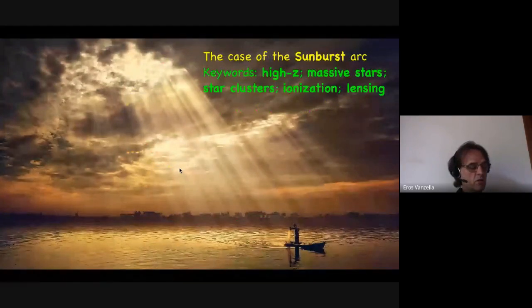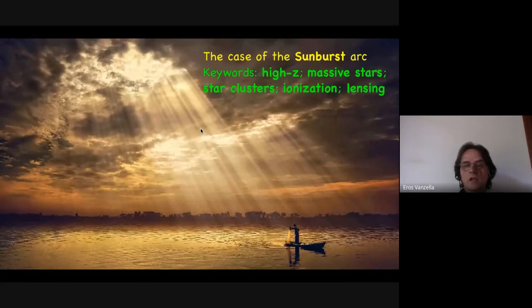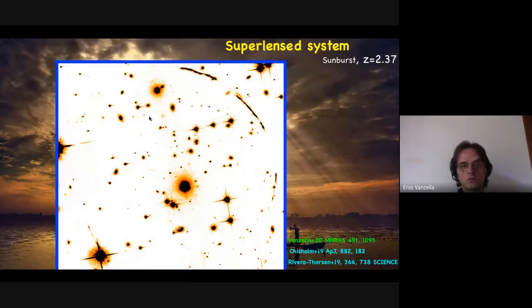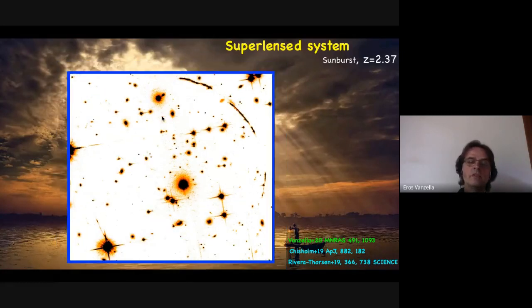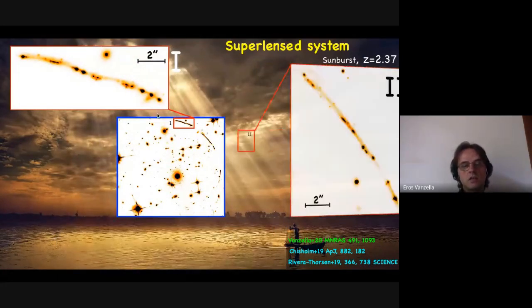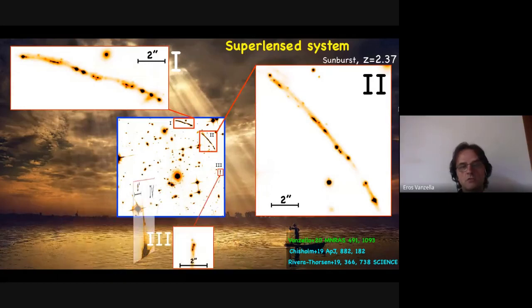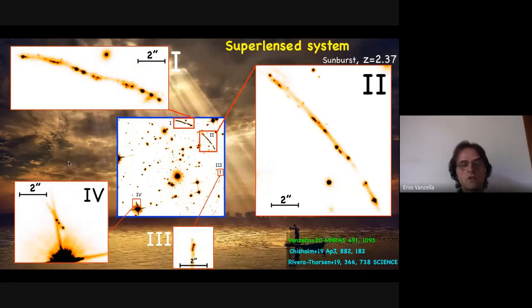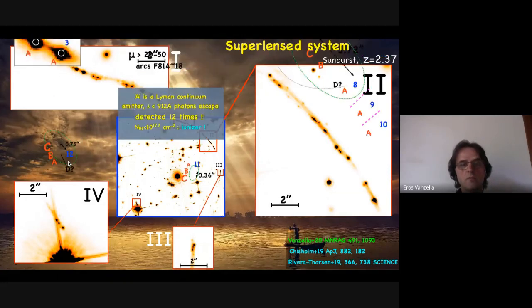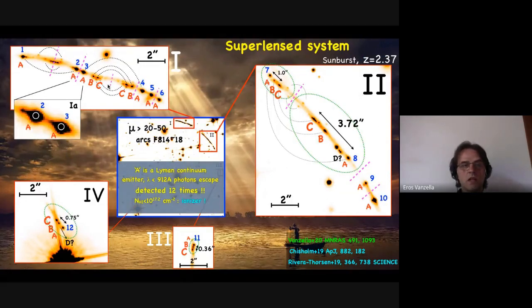Let me move to the last 5 minutes, showing you another extreme example that is super magnified. This is the case of the Sunburst arc, which we are also working on. Here the situation is a bit different because the magnification is enormous, and for an object that is not extremely faint, so we are observing interesting details. Here is a summary of the arcs. There are 1, 2, 3, and 4 arcs. Looking carefully at all the features, we identify all the multiple images and mirroring introduced by lensing.